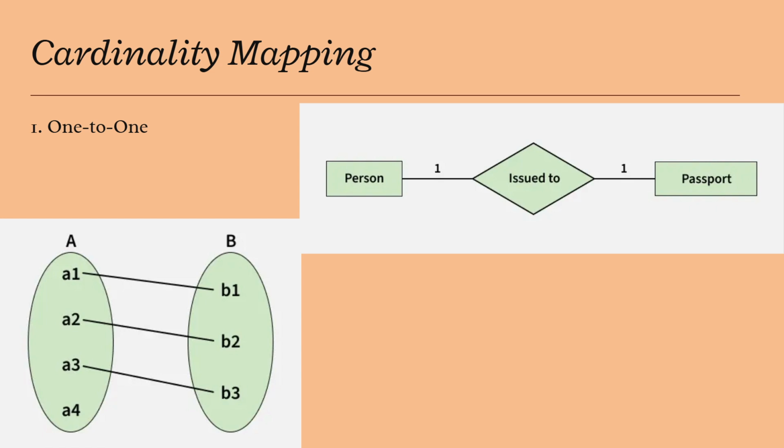The fourth concept is cardinality mapping. There are a total of 4 types in cardinality mapping. The first one is 1-to-1. In this, the relationship between two entities is only 1-to-1. Let us consider a scenario where a person is issued a passport. Here only one passport is issued to one person. Multiple passports cannot be issued to one person. So this 1-to-1 relationship includes only 2 different kinds of entities with a single transaction.